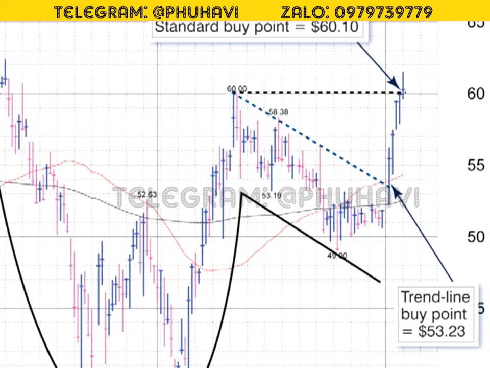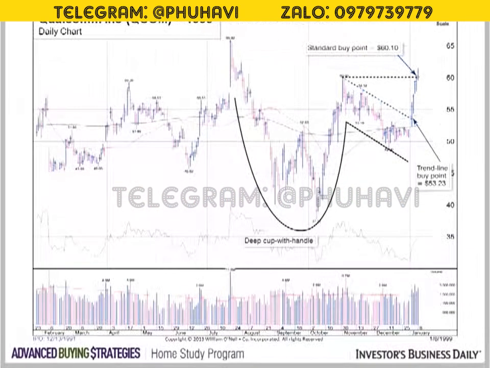And that was Qualcomm back in 1999. I suggest you go and really study this chart, what happened afterwards. Someday we'll see a move like that again, and you want to have done your work, learned ahead of time how to get in there as early as possible.